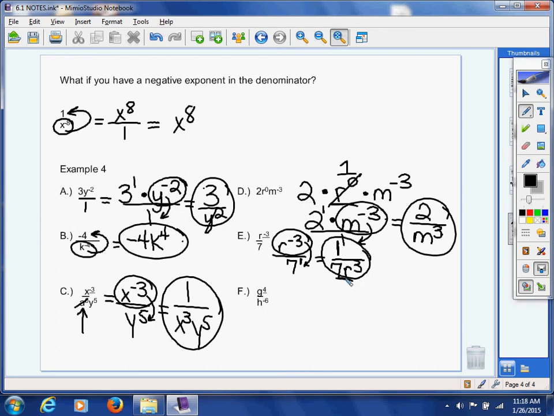Last but not least, let's look at F. We have g to the 4 divided by h to the negative 6. Okay. G to the 4, don't touch it. It is perfect the way it is. It already has that positive exponent we seek, so leave it alone. What you need to do is hyper-focus on that h to the negative 6. We want to make that negative exponent a positive exponent, so we're going to pop it up top. And that's going to leave us with g to the 4 times h to the positive 6. And then we're done. Okay?